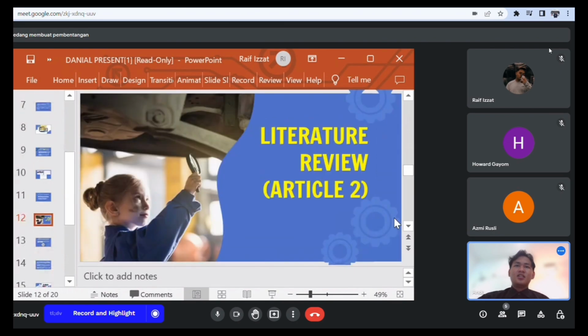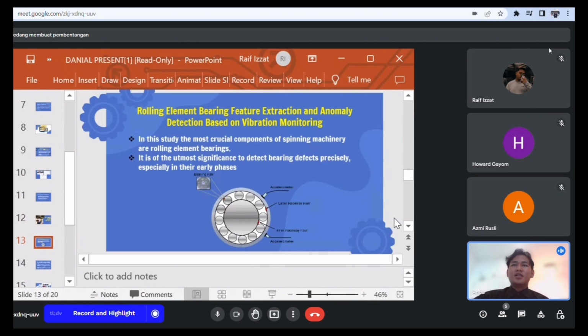Next, I will talk about literature review article 2. The title is Rolling Element Bearing Feature Extraction and Anomaly Detection Based on Vibration Monitoring. In this study, the most crucial component of spinning machinery is the rolling element bearing. It is very significant to detect a bearing defect, especially in its early phase.